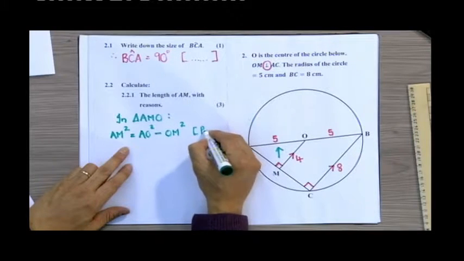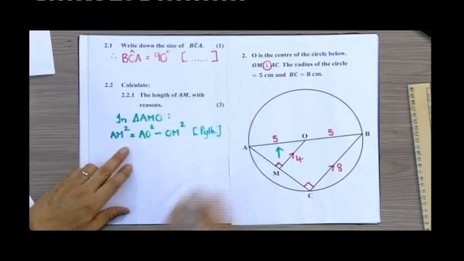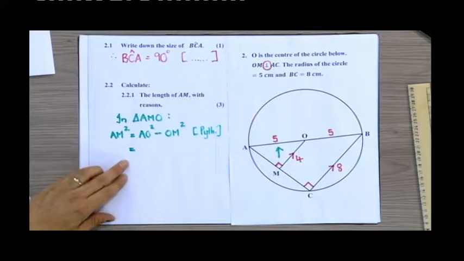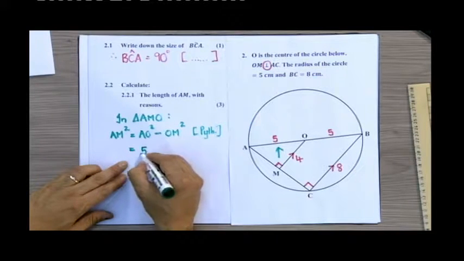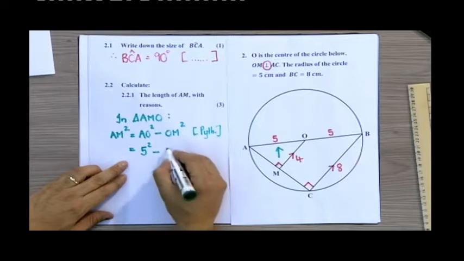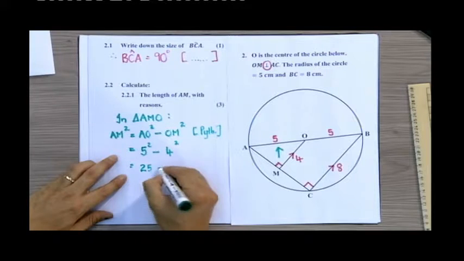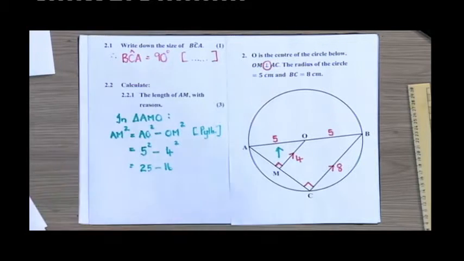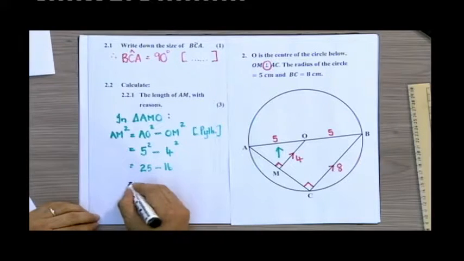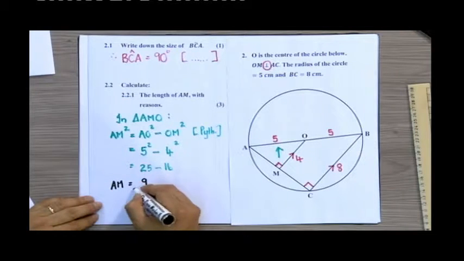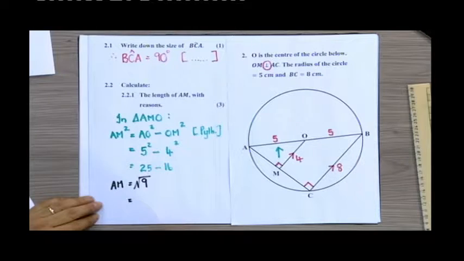And yes, we're going to say that is the Pythagoras. So if we put the values in there, what is AO? AO is 5 squared. What is OM? That is 4 squared. So that gives me 25 minus 16. And that gives me equal to 9. So if I want AM, it is the square root of 9, and that is equal to 3.